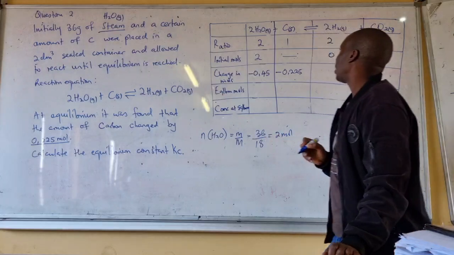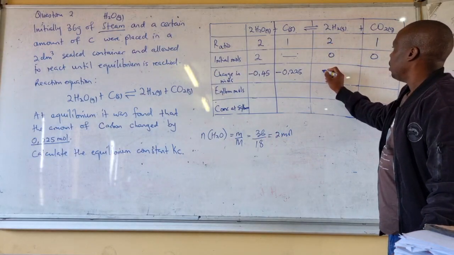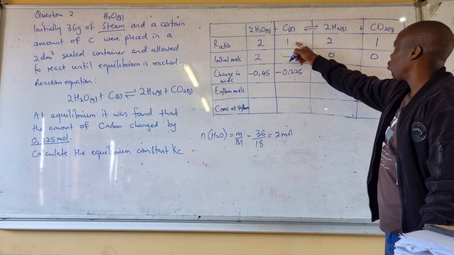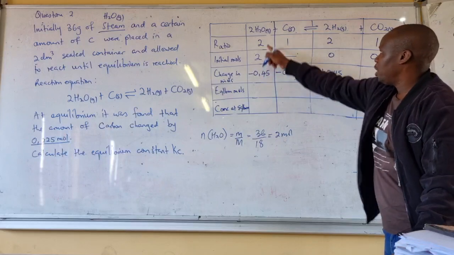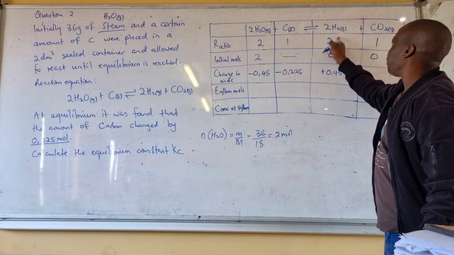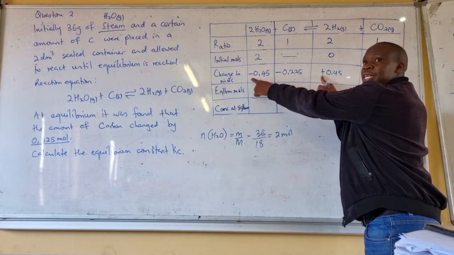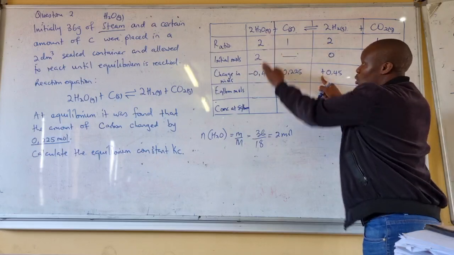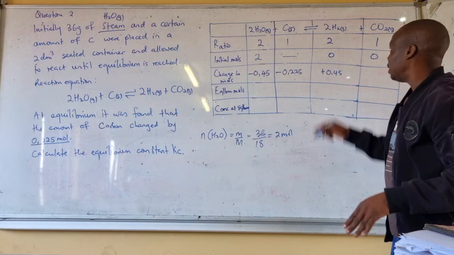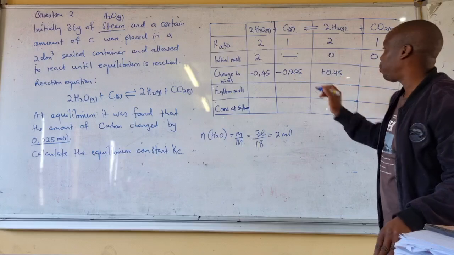0.45. Okay, then for hydrogen, positive 0.45. It's also 1:2. So the ratios of water and hydrogen must be the same. The only difference will be in terms of the sign. Water is changing negatively because it's a reactant. Hydrogen is changing positively because it is a product.